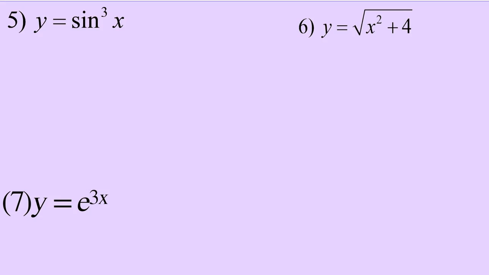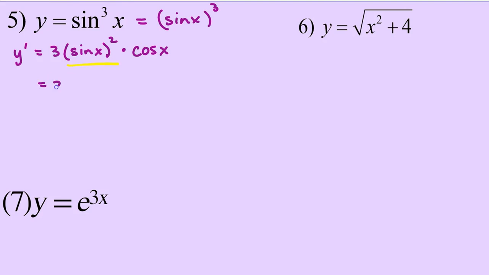Okay, number 5, y equals sine cubed of x. Remember, this is the same thing as the sine of x quantity cubed. So the derivative would be the derivative of the outside. The outside is the cubing function. Bring down the 3 and change the power to 2, times the derivative of the inside. The inside is sine of x, and its derivative is cosine x. Now, I wouldn't write my answer this way because we don't usually write sine of x quantity squared, but instead we write sine squared x. So 3 sine squared x cosine x.